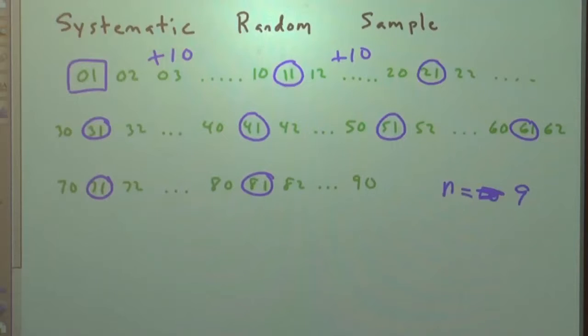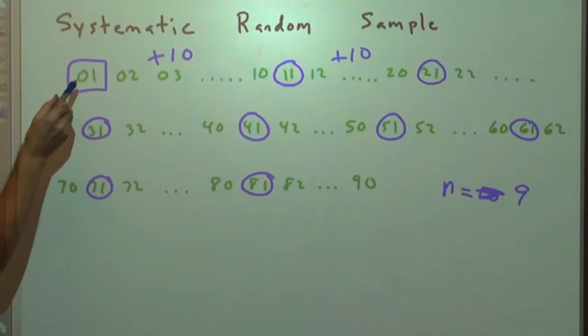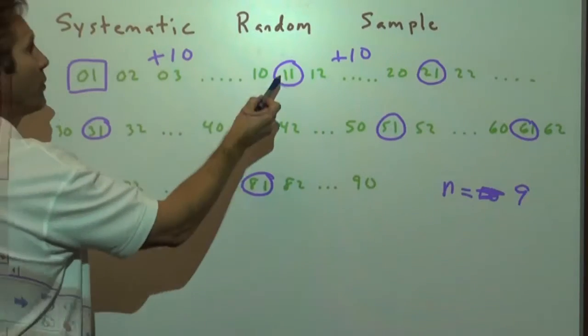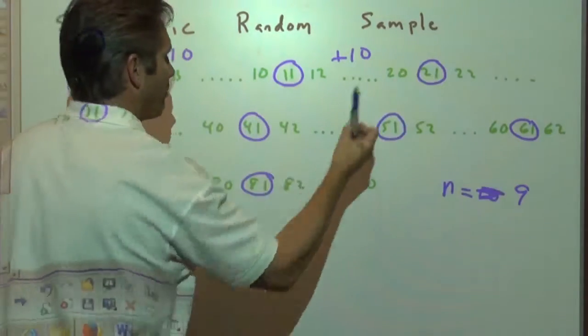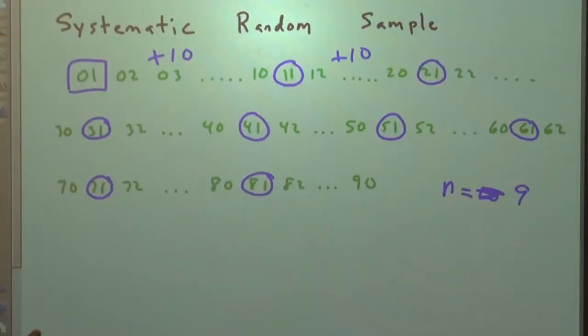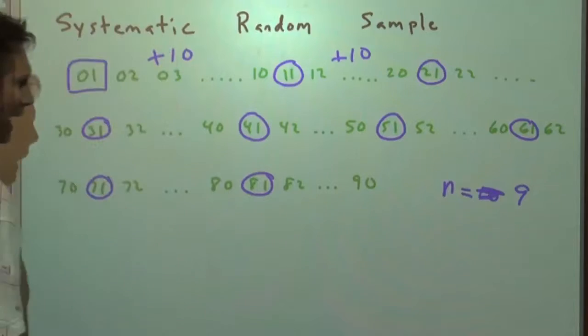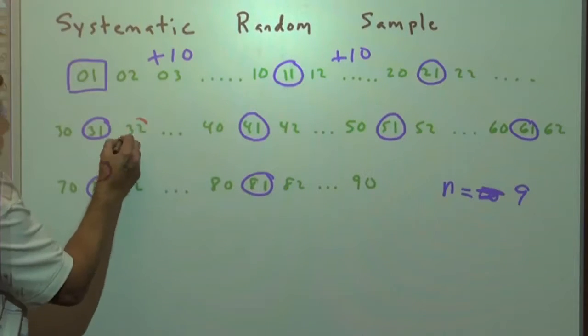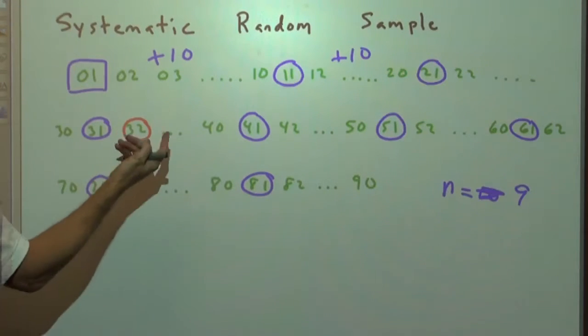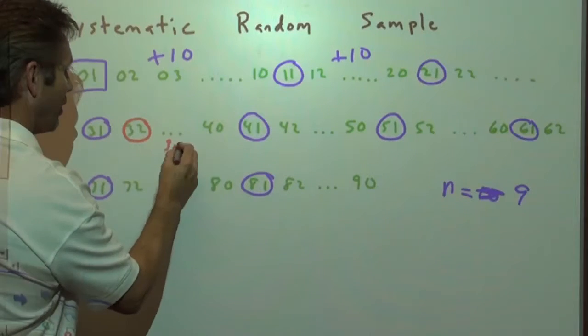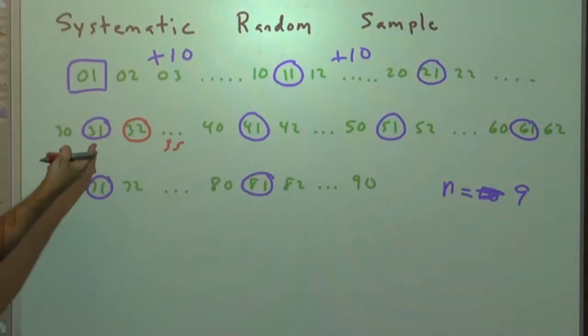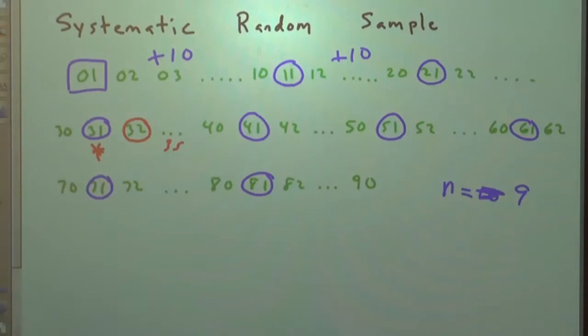Well, the problem with that is it's not random. It's just, hey, you're taking the first person, then you know it's going to be the 11th person and the 21st person. Not everybody's equally likely to be selected like they would be in an SRS. So the big question would be, how do we make it so that, let's say, the 32nd person is just as likely as the 35th person to be selected, which is just as likely as the 31st person.